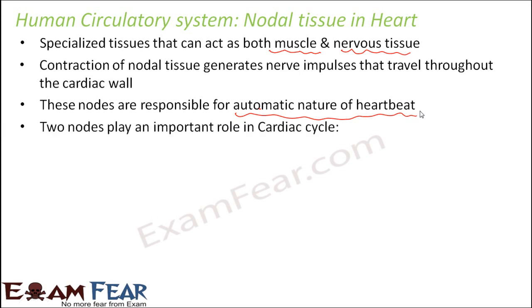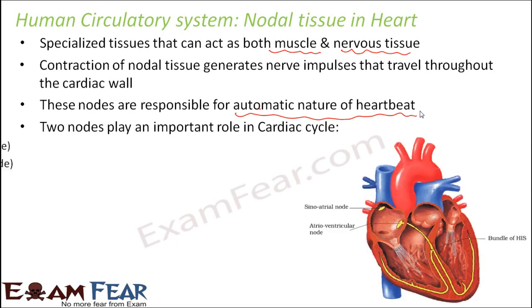Now there are two nodes which play a very important role in the cardiac cycle. We are going to specifically discuss those two nodes. So what are they? One is the sinoatrial node, which is abbreviated as SAN, and the other one is the AV node, or the atrioventricular node, which is abbreviated as AVN. So where are they located? Let us have a look.